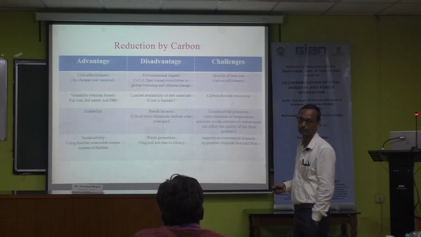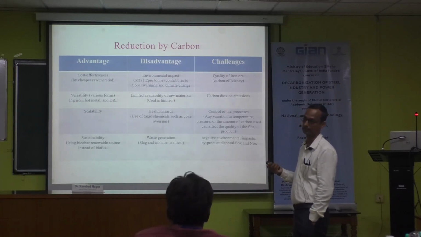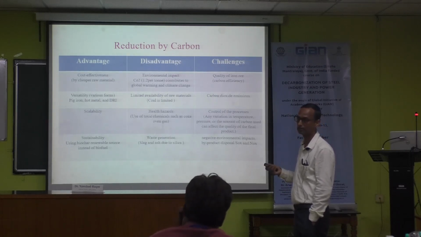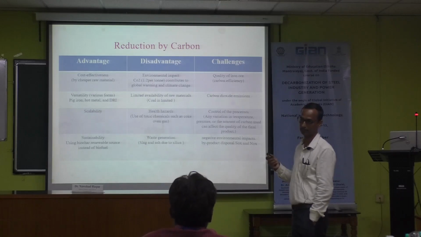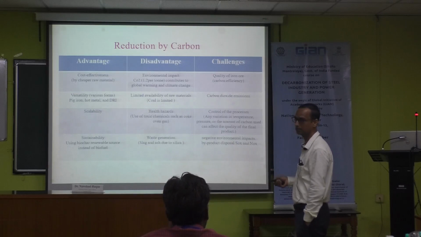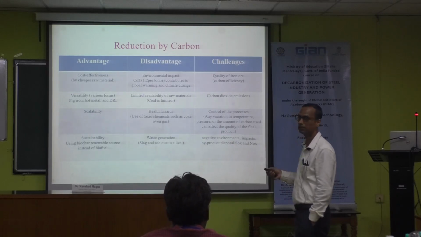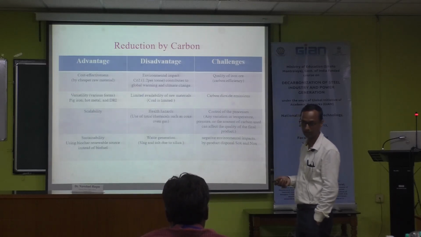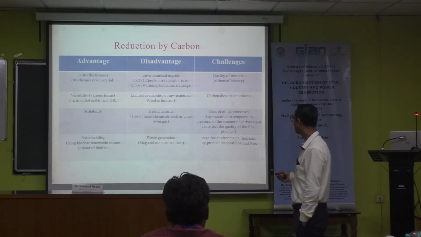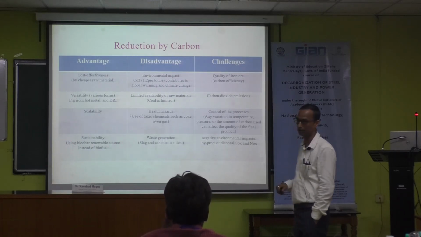Scalability: the carbon used furnace will be more scalable, easily scalable. Hydrogen reduced steel now is not so much scalable. Smaller scale production facilities are still now being developed. It is still not the mature one, but the carbon one is the mature one. From a sustainability point of view, if you see, using biochar, a renewable source, instead of biofuels.